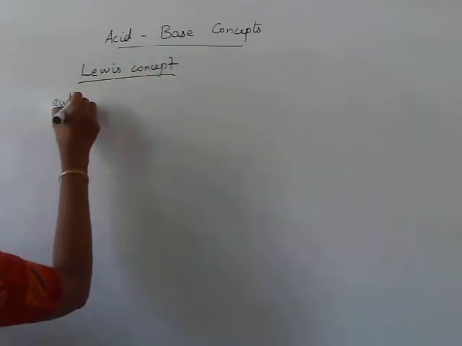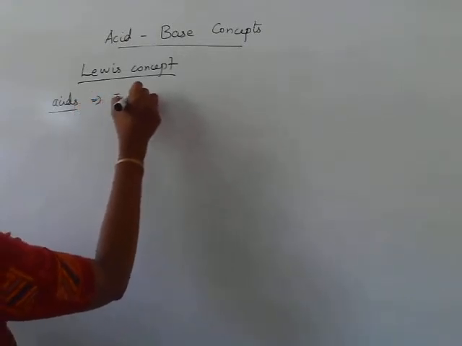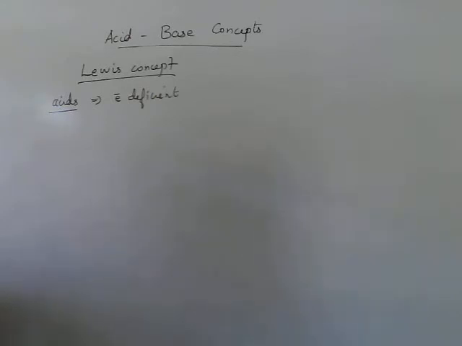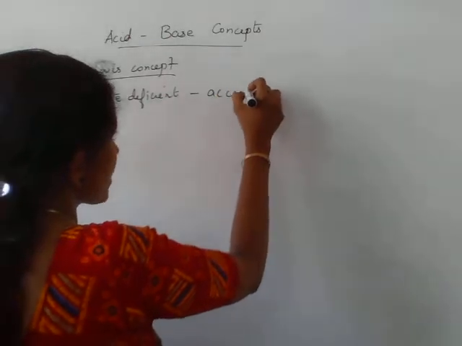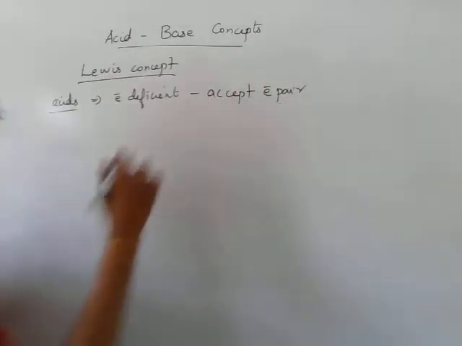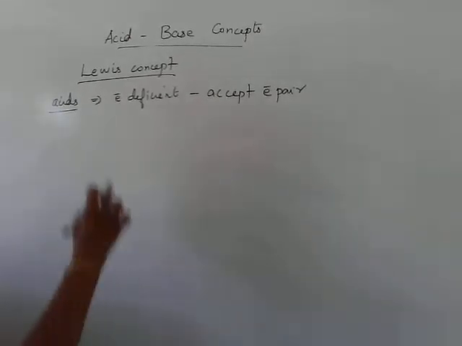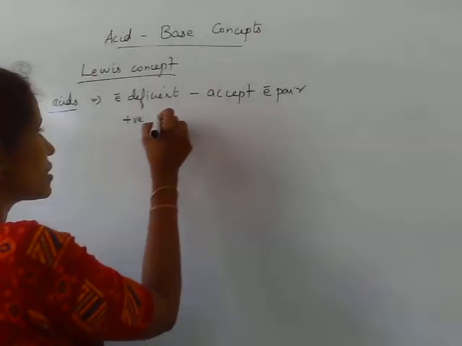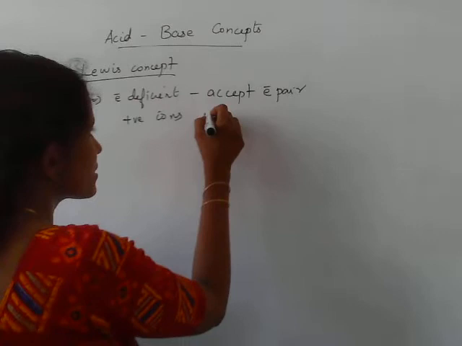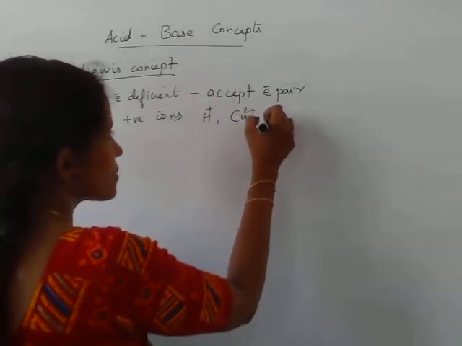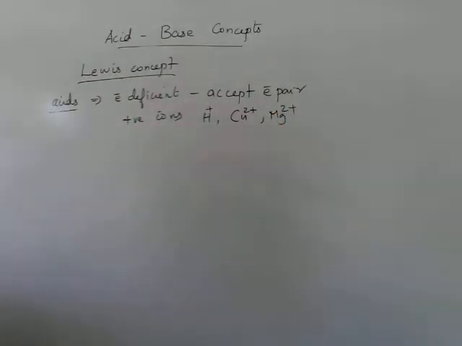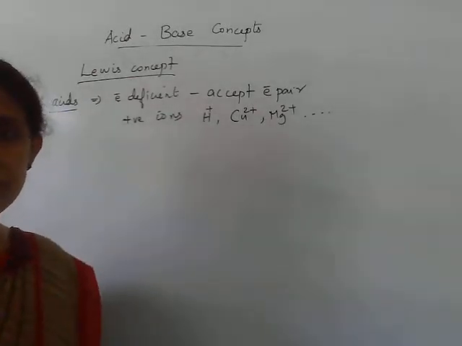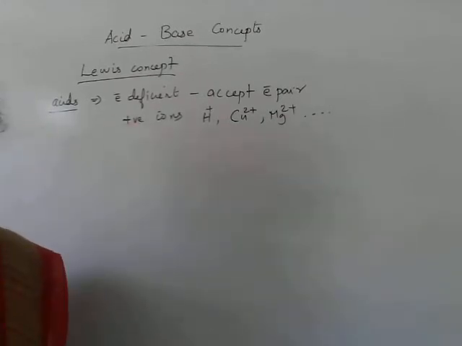According to this concept, acids are electron deficient species. Acids are electron deficient. Hence, they can accept electron pair. They are electron pair acceptors. These are electron deficient, means they can be positively charged ion, positive ions like a H plus ion. Or metal ion, Cu2 plus, or Mg2 plus, etc. All positively charged ions are electron deficient, you know. They can accept electron pair.